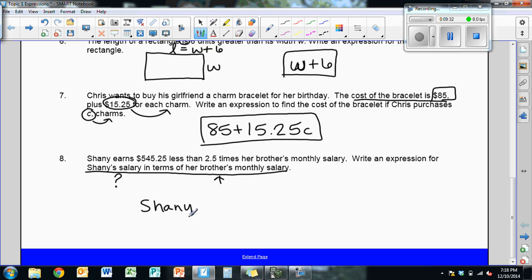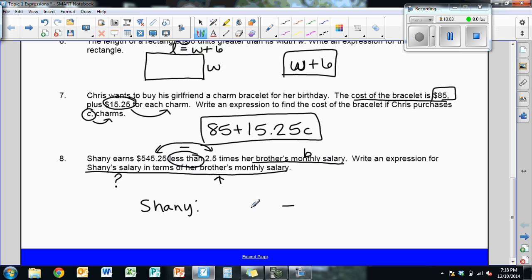So we need to know about Shani. Well, it tells us Shani earns $545.25 less than, which tells us to subtract, and it's also special because it means to switch. Whatever's in the front goes to the back. What's in the back goes to the front. 2.5 times her brother's monthly salary. We don't know what the brother's monthly salary is, so we need to call it a variable. I'm going to name it B.